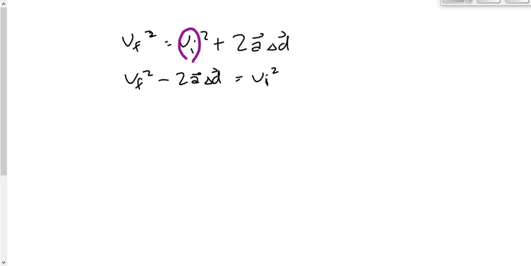So VF squared minus 2A delta D, square root, equals VI. So when you're dealing with a square or a square root, you've got to do the opposite, but do it at the end. Do it after you've got rid of what's not attached and after you've got rid of what is attached. Does that make some sense?